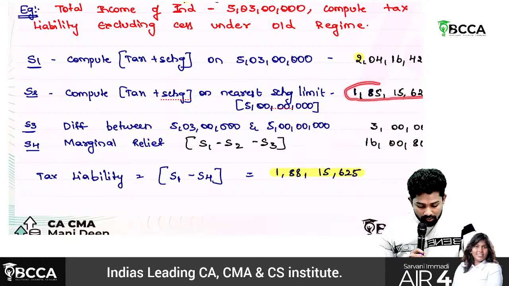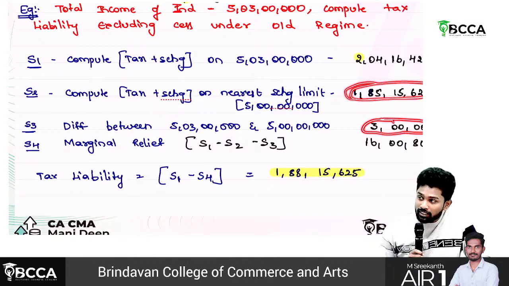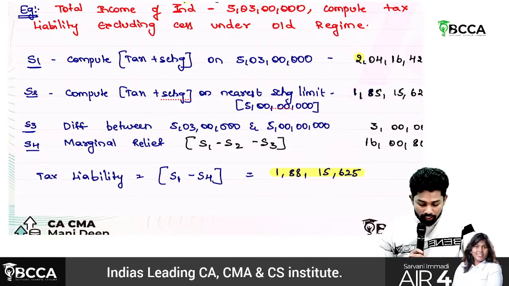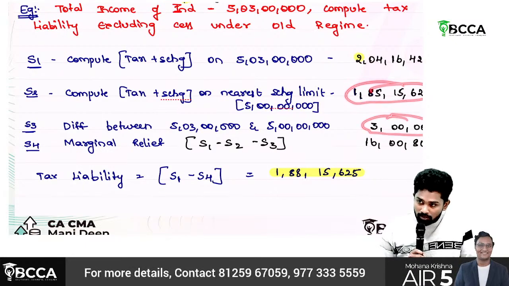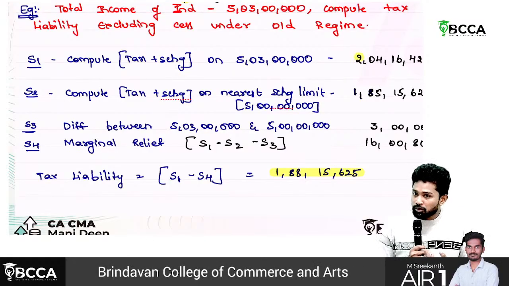Sir, this is the tax on 5 crores. The incremental revenue over 5 crores is how much? 3 lakhs. What I said in the explanation, the incremental tax also should be restricted to the incremental revenue. That's why if you add 1 crore 85 lakh 15,625 plus this 3 lakhs, the same thing will come, but that is not correct procedurally. Sometimes you may go wrong also.